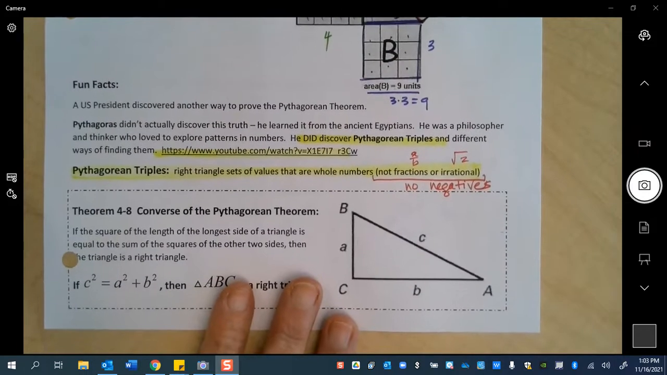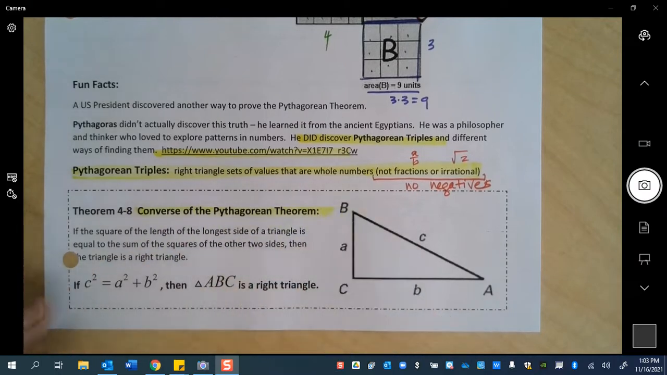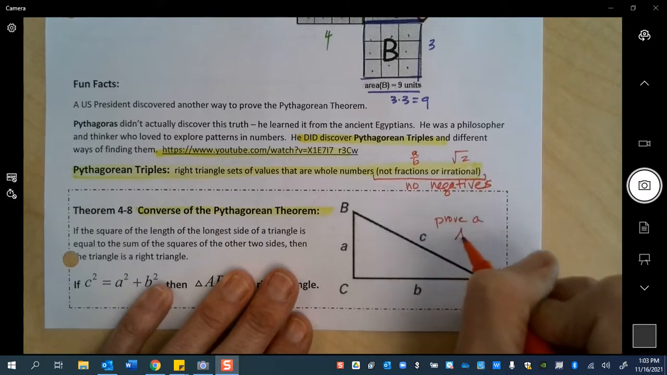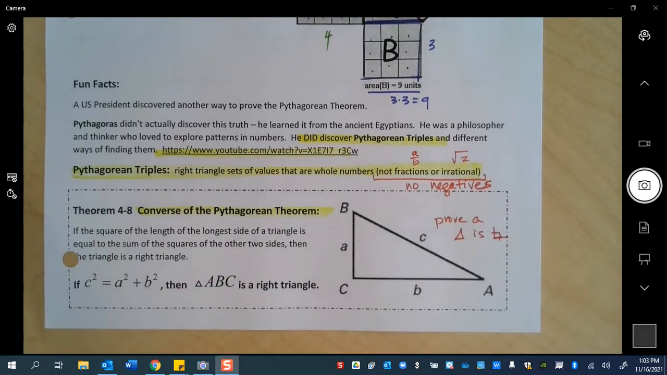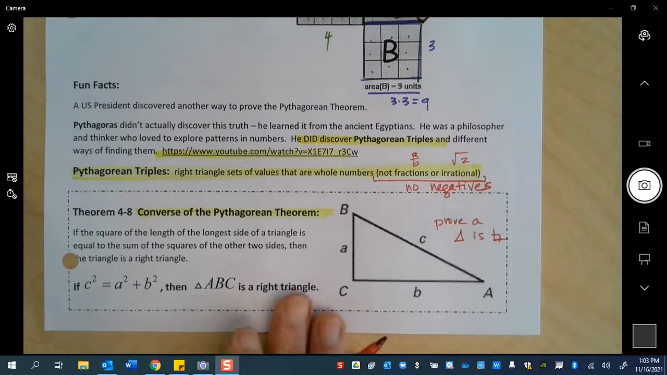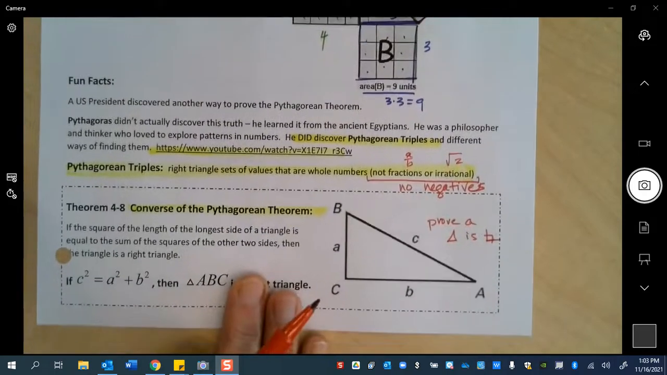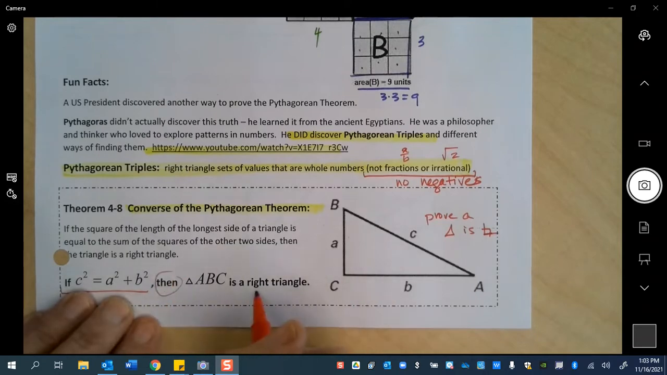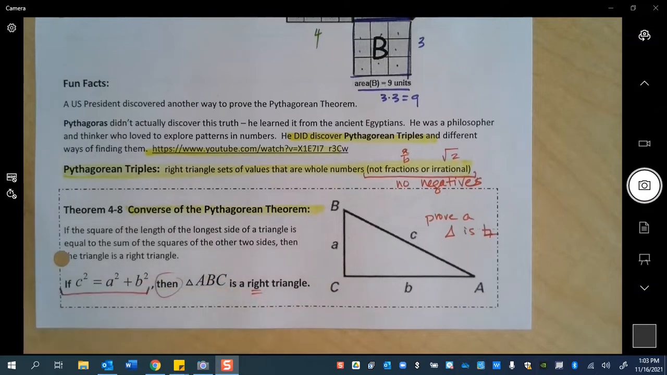Here's where the geometry comes in. Today we're going to talk about the converse of our Pythagorean theorem, because what this now allows us to do is prove a triangle is a right triangle. So in our previous conversation, if it's a right angle, then this is true. In the converse, of course, it's backwards. If this relationship is true, then it's a right triangle.